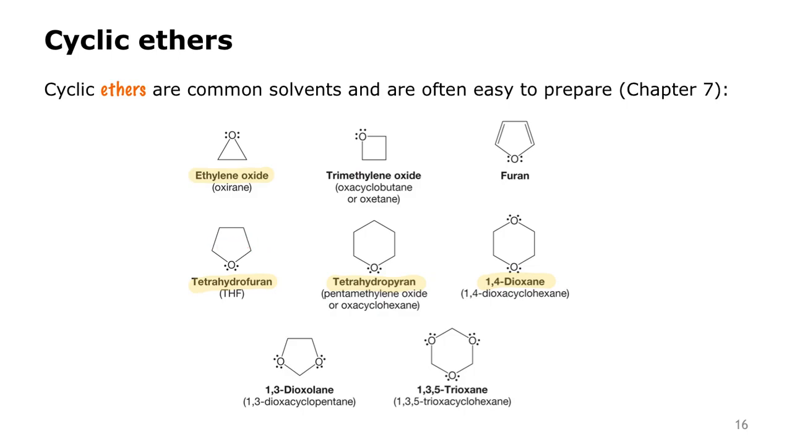There's a few others on here that are kind of less important. Trimethylene oxide, you see here, is another important industrial chemical. 1,3-dioxolane has some minor uses. And 1,3,5-trioxane, curiously, is actually derived from formaldehyde, and it has a lot of laboratory uses.